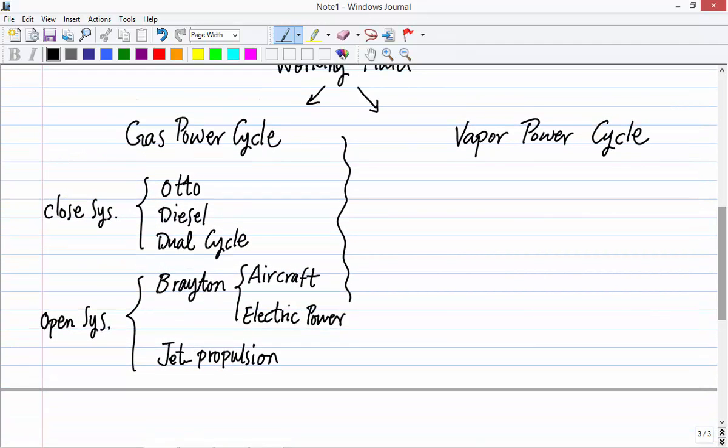And on the other side, we have vapor power cycle, where the only cycle that we're going to learn is the Rankine.